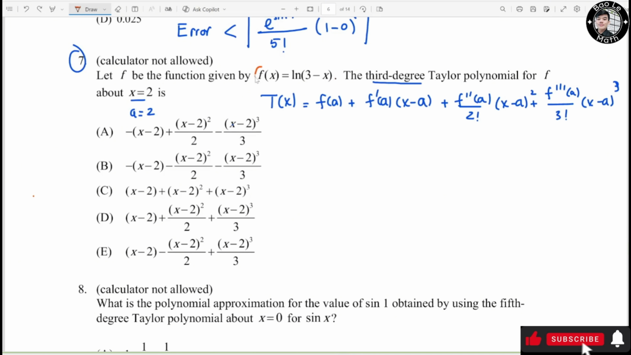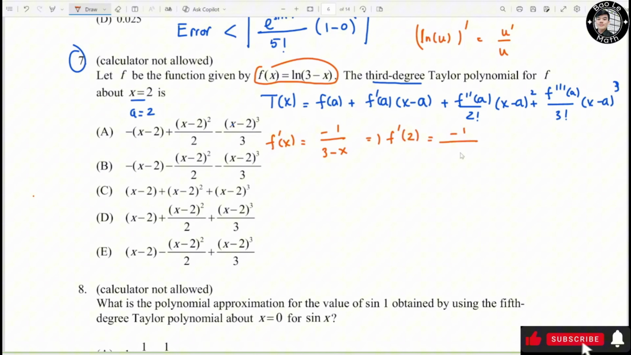Now you're given the function f of s right here. So we need to calculate f prime of s first. We're going to use the formula that the derivative of ln of u is u prime over u. So it's going to be negative 1 over 3 minus s. Then f prime of a, but a equals 2, so f prime of 2 equals negative 1 over 1, which is negative 1.